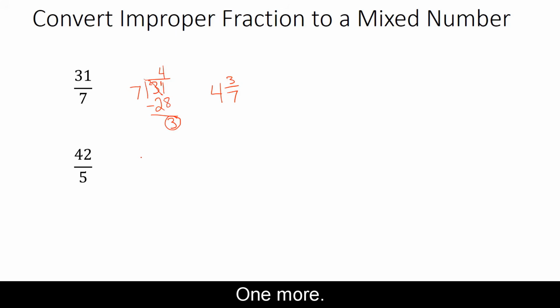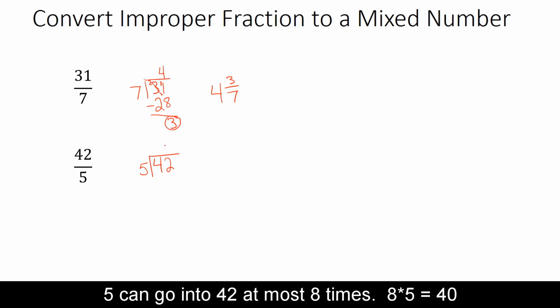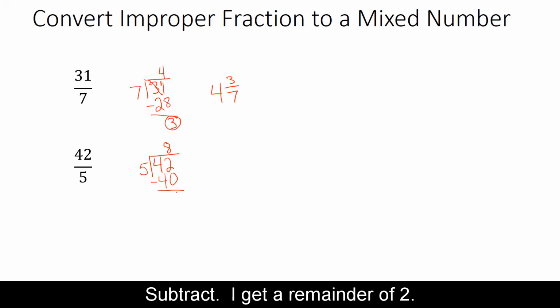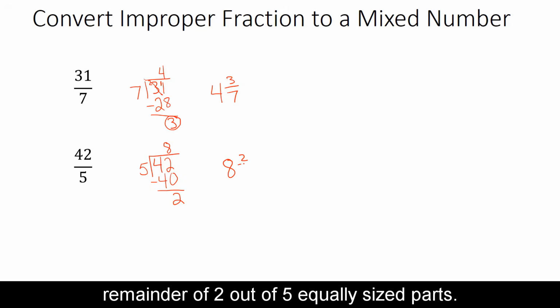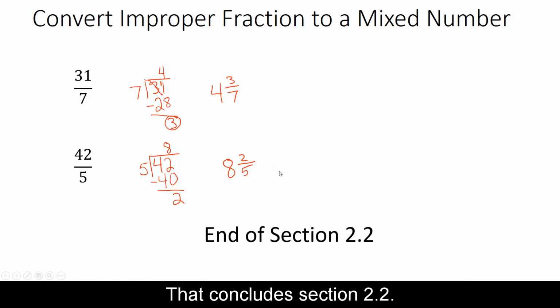One more. 42 is being divided by 5. 5 can go into 42 at most 8 times. 8 times 5 is 40. Subtract. I get a remainder of 2. So 8 wholes, remainder of 2 out of 5 equally sized parts. That concludes section 2.2.